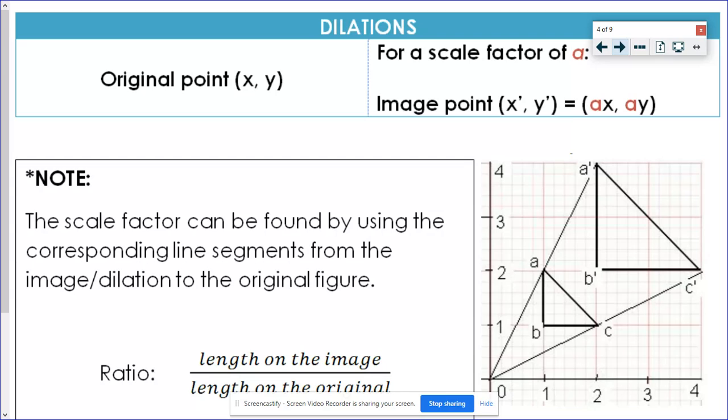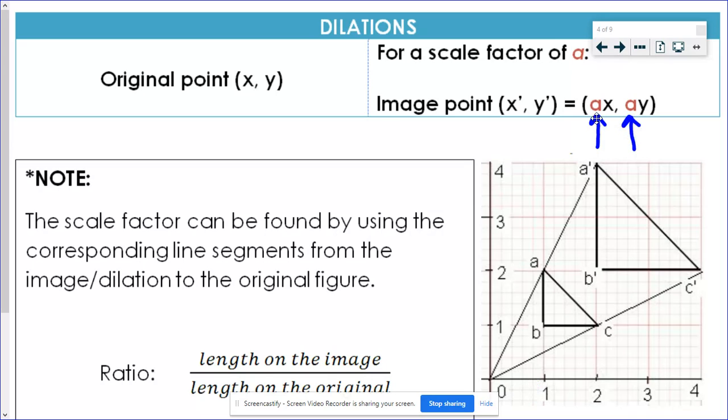The top part of this is what you're going to find on your pink sheet. For a scale factor, this time it's saying A. Some books say A, some books say K. I want you to be okay with either one of them. But it also just means that whatever the scale factor is, that's what I'm going to multiply the X and the Y by.